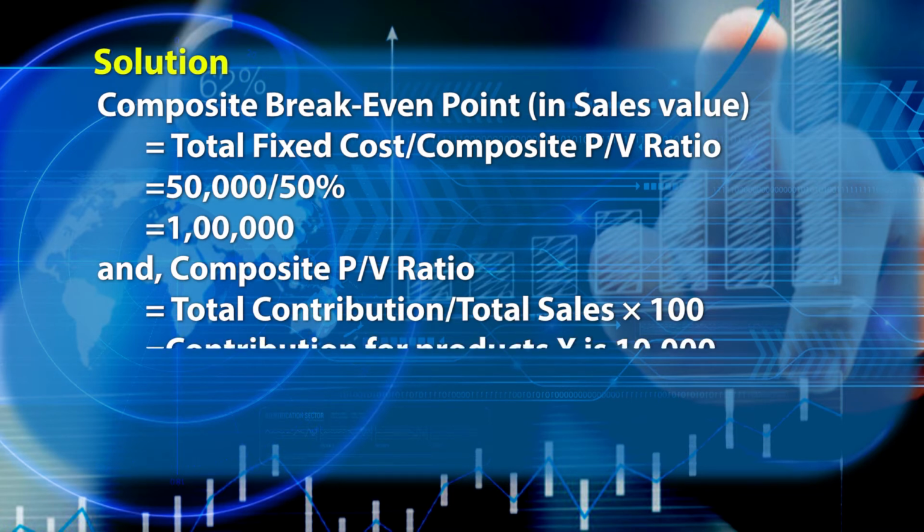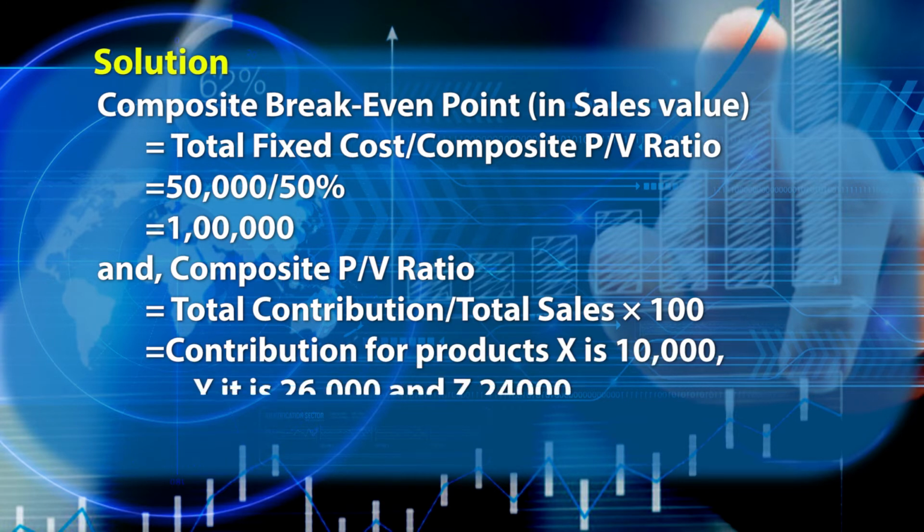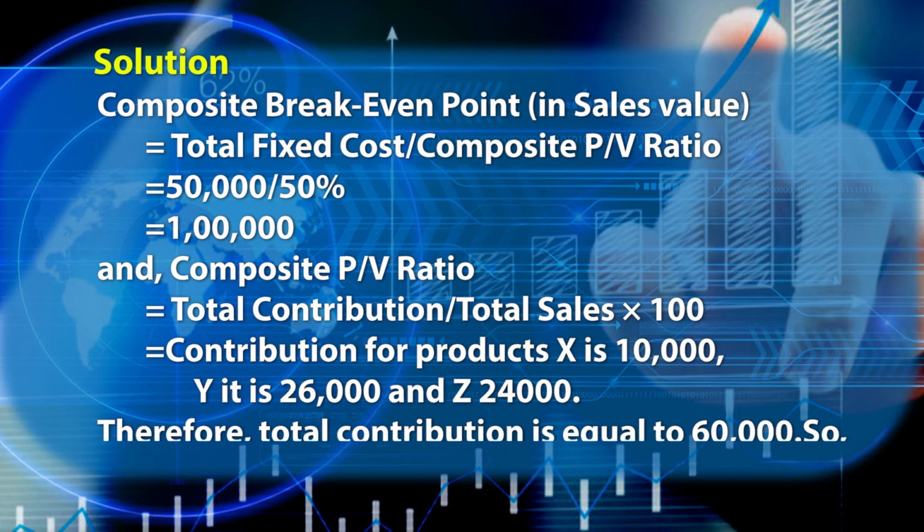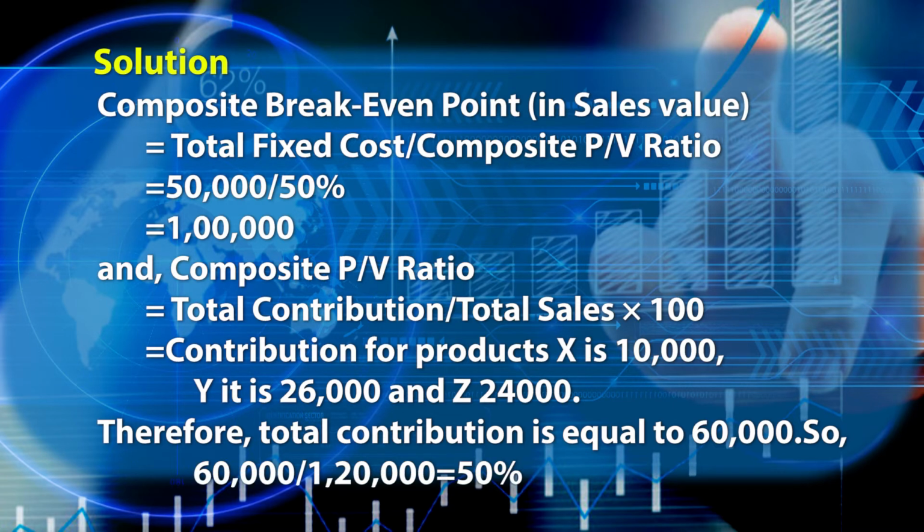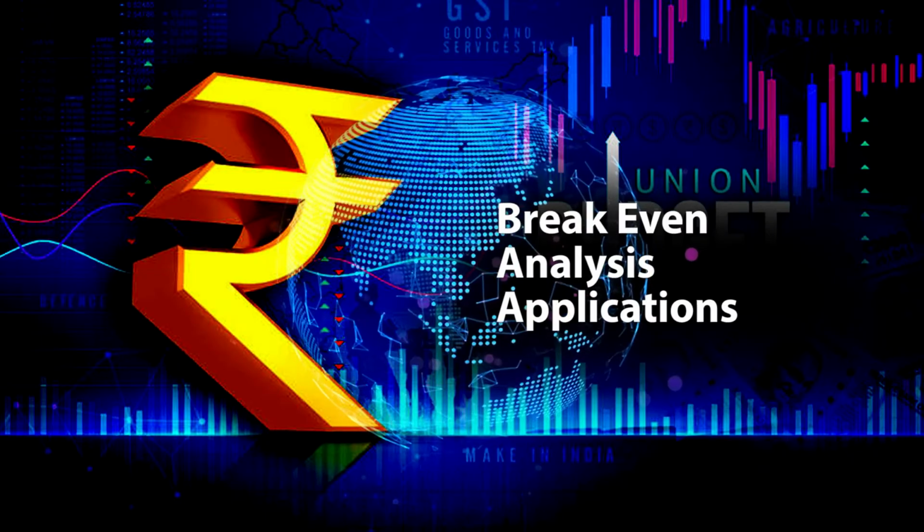for products X is 10,000, Y it is 26,000 and Z 24,000. Therefore, total contribution is equal to 60,000. The total sales revenue is 20,000 plus 40,000 plus 60,000, which is equal to 1,20,000. So, 60,000 divided by 1,20,000 will give you 50%.